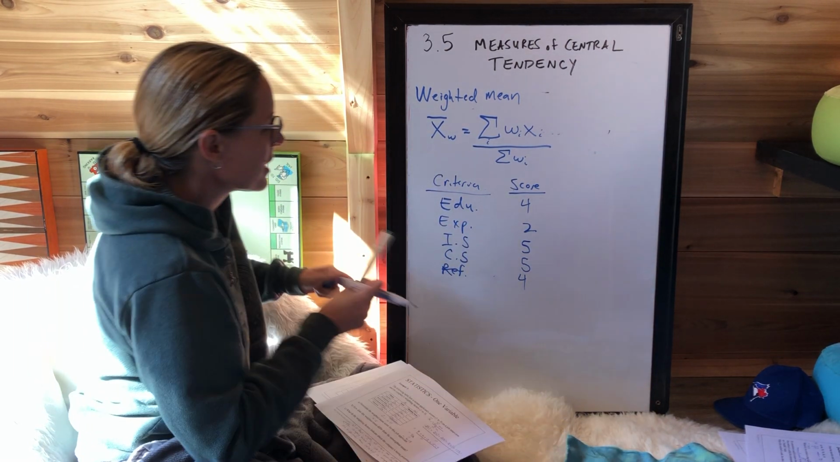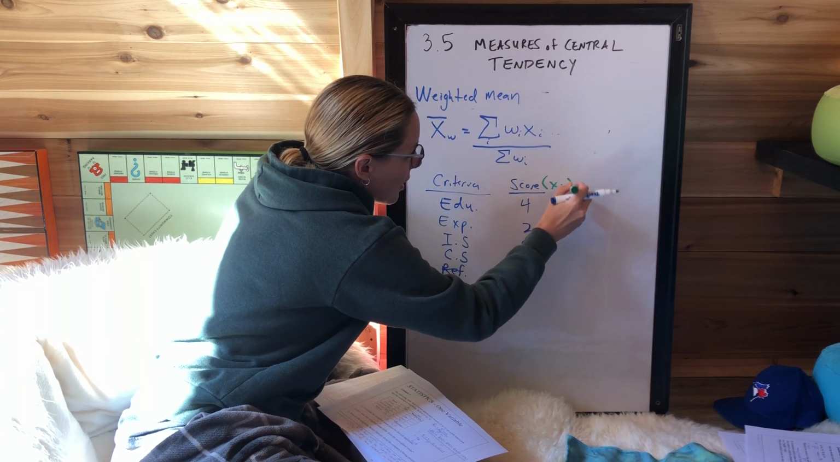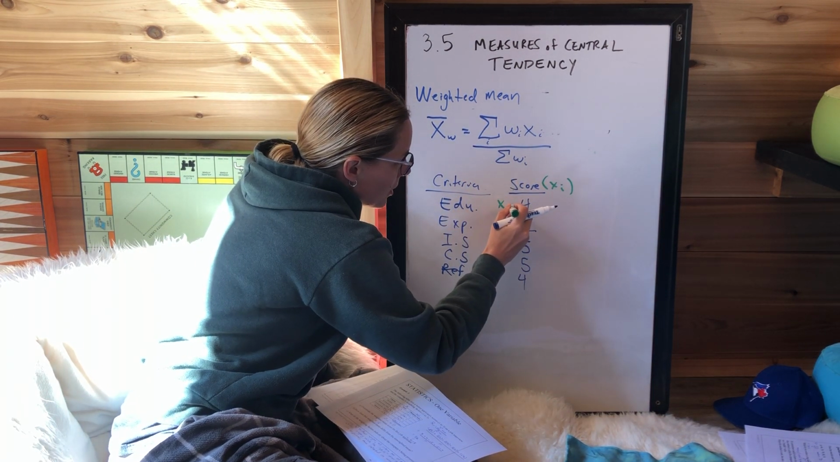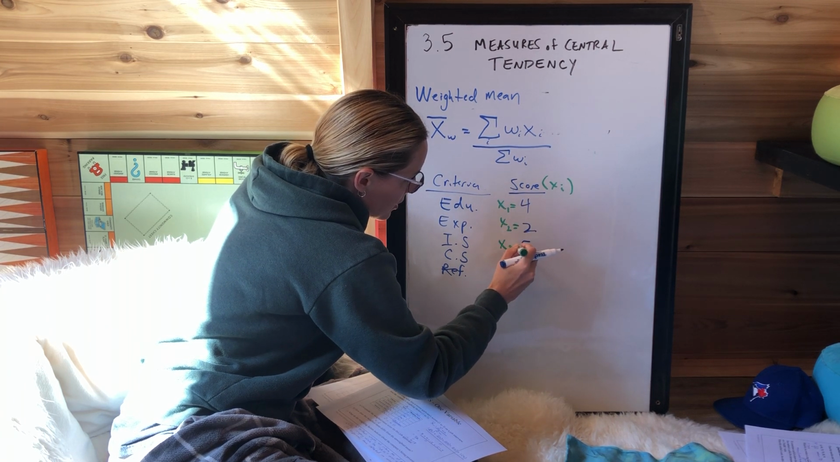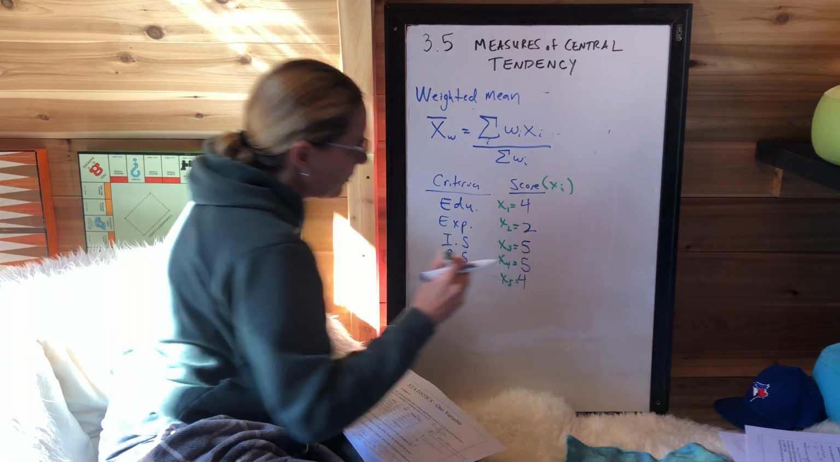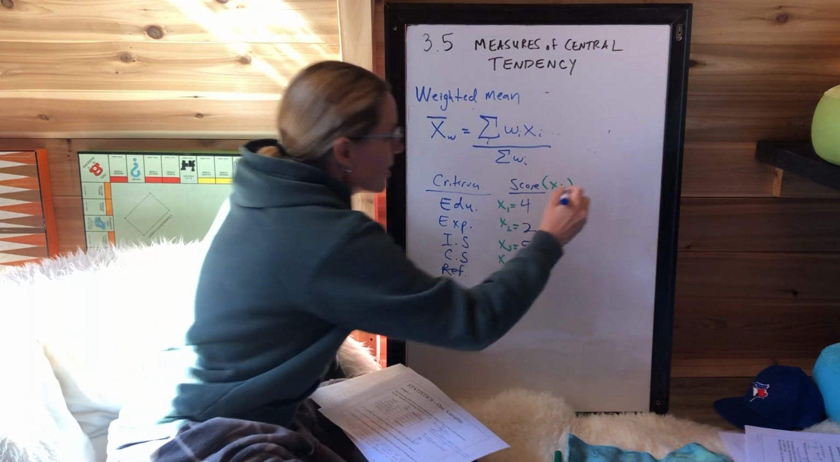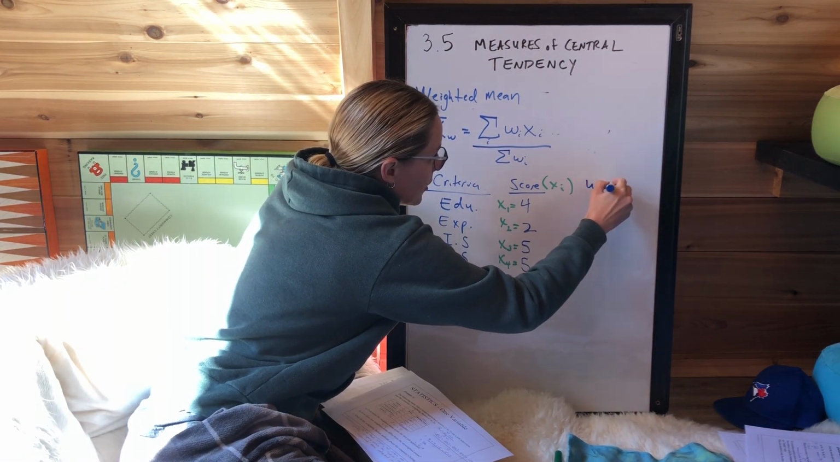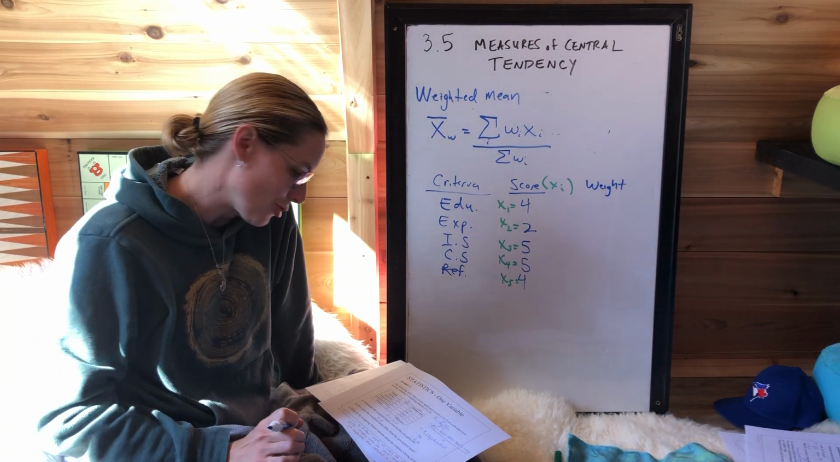These are what we would consider your X values. So we call them Xi values. And what it means is, well, this is going to be your X1. This is going to be your X2. This is going to be your X3, your X4, and your X5. Okay? Now the next column is going to be the weight that they're giving them. Okay, so your weight is how important it is for that particular job.